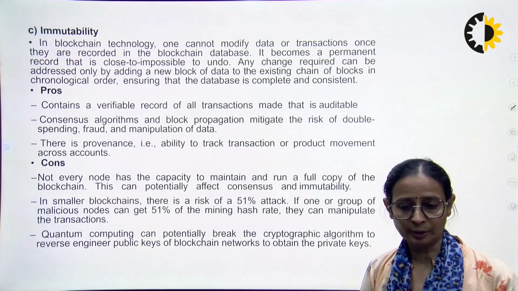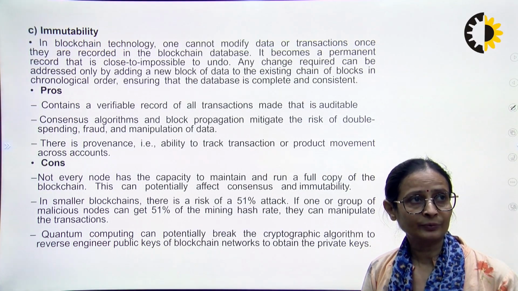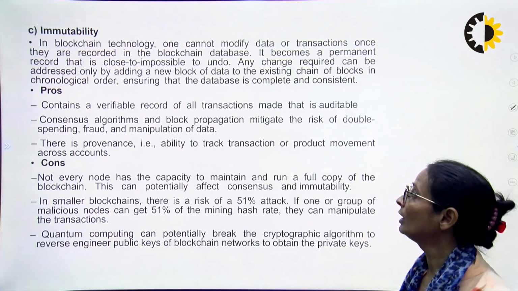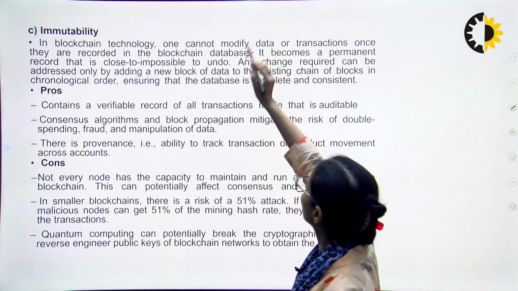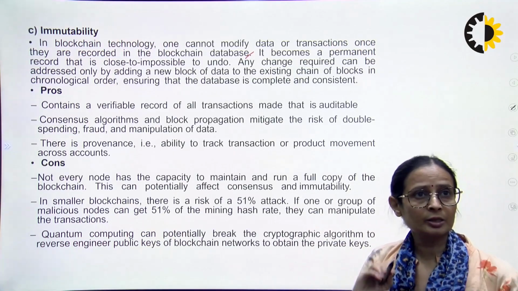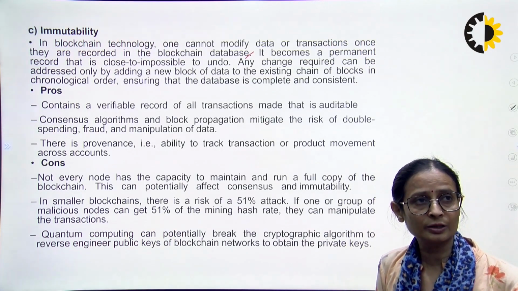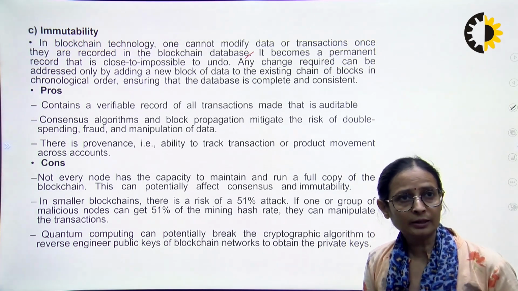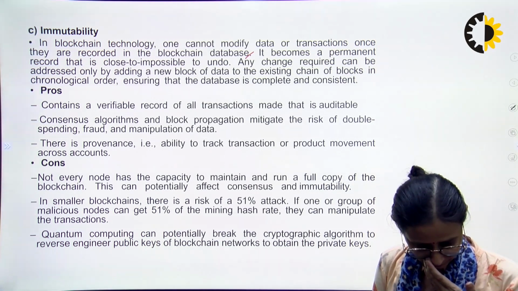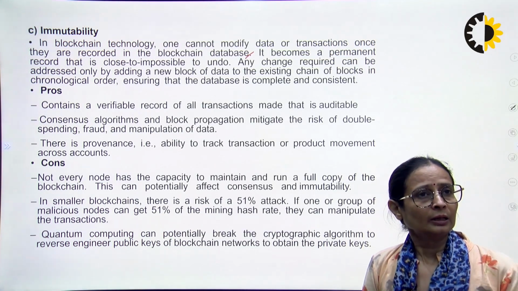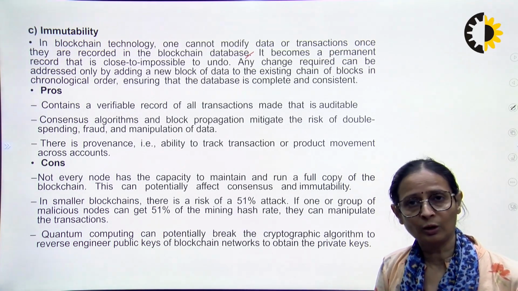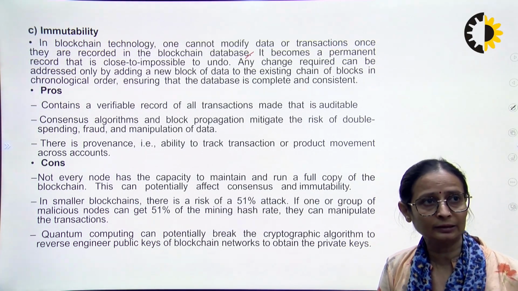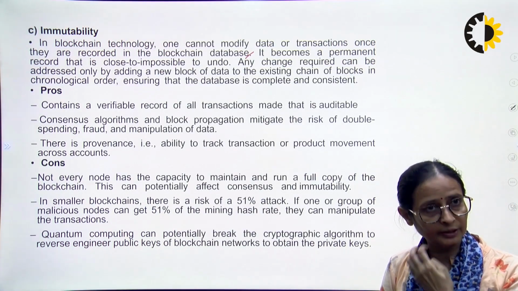Blockchain is immutable. So here what we can say is, in blockchain technology, one cannot modify the data or transaction once they are recorded in the ledger. So it becomes a permanent record that is close to impossible to undo. Any change required can be addressed only by adding a new block of data to the existing chain of blocks in chronological order, and this ensures that the database is complete and consistent.